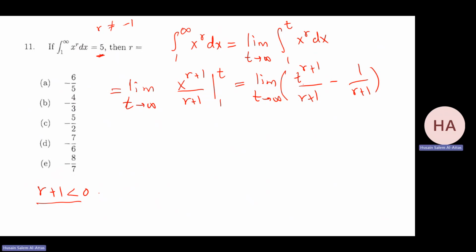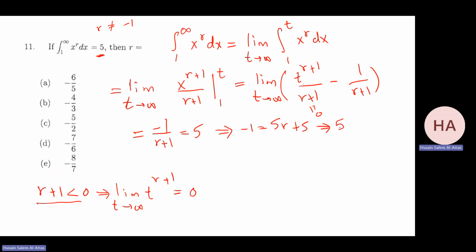So if r plus 1 is less than 0, that implies the limit as t goes to infinity of t to the power r plus 1 will be what? T to the power of a negative exponent as t goes to infinity will give me 0. So all of this will be 0. So I'm getting -1 over r plus 1, and that is equal to 5. Do the calculation: I have -1 equals 5r plus 5. So 5r equals what? -6. So r is -6 over 5, and that will be my answer.